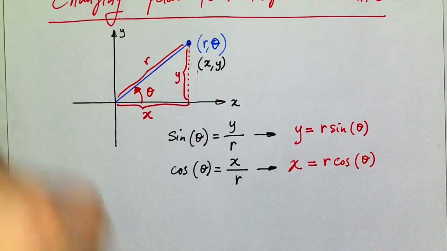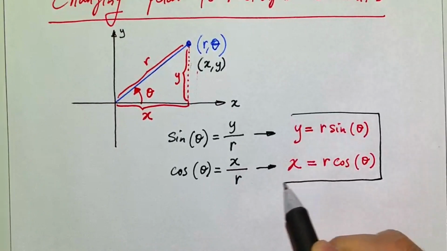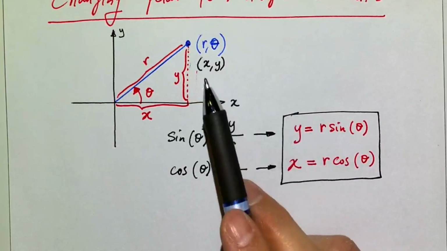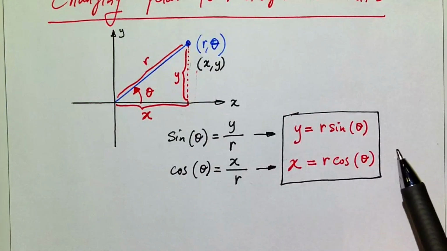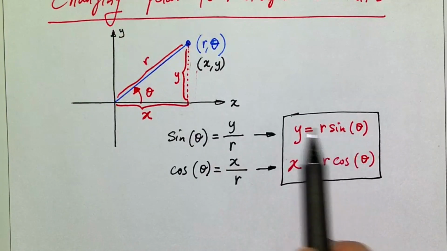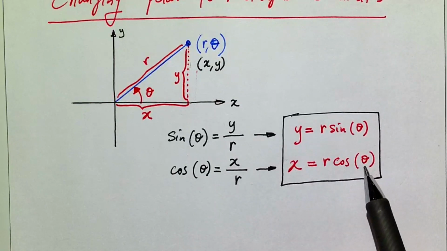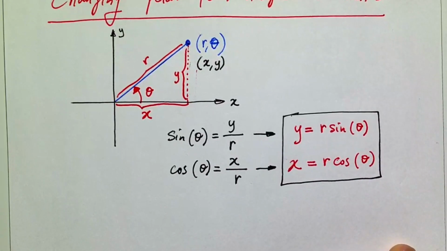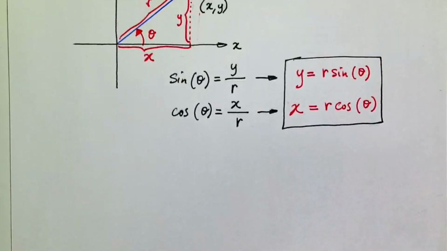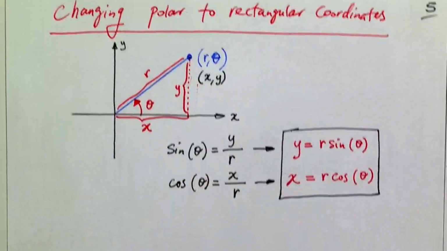So with these two equations, then we can easily, given the polar coordinates r and theta, find y and x, right? You can take r, multiply it by sine of theta, and you get y, and r times cosine of theta, you get x. Okay, so that's how to do that. So let's then also do the reverse, which is when we have rectangular coordinates and we want to change them back to polar coordinates.